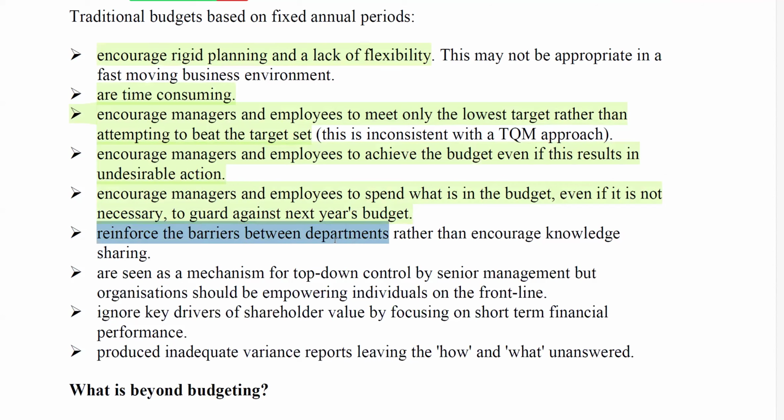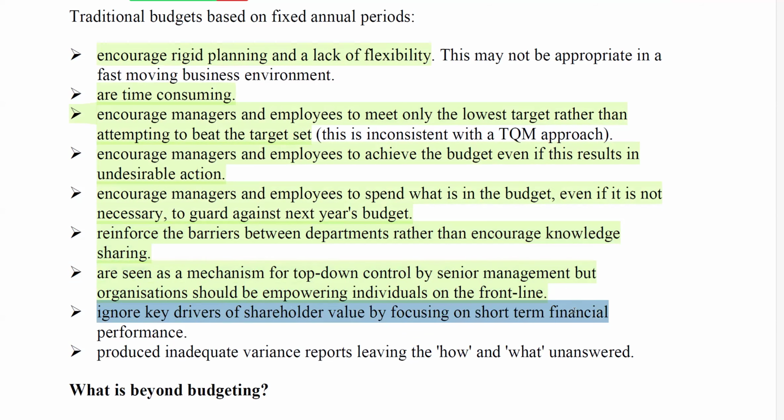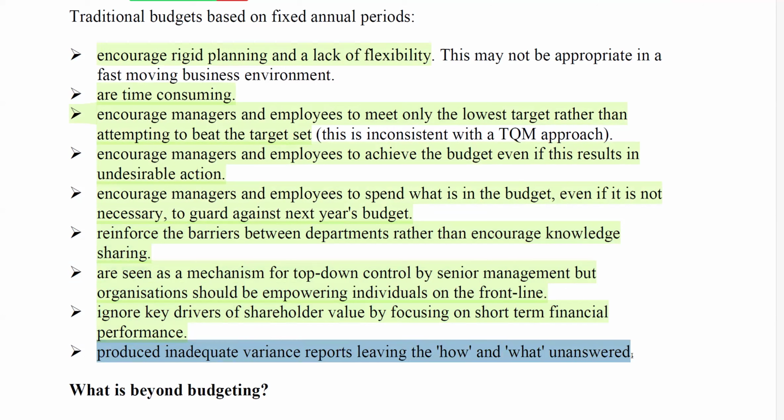They reinforce the barriers between departments rather than encourage knowledge sharing. And then they are seen as a mechanism for top-down control by senior management, but organizations should be empowering individuals on the front line. They ignore key drivers of shareholder value by focusing on short-term financial performance, and they produce inadequate variance reports, leaving the how and what unanswered, right? How should it be done? What should be done unanswered, right? So these are the problems with traditional budgeting. They can ask you in a question for 6 to 8 marks.